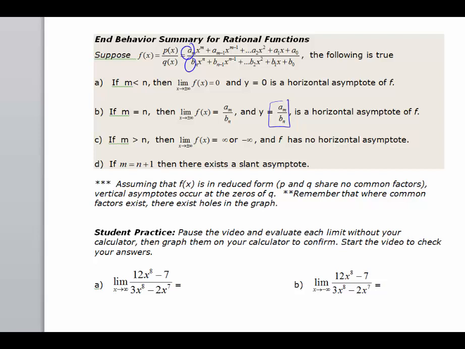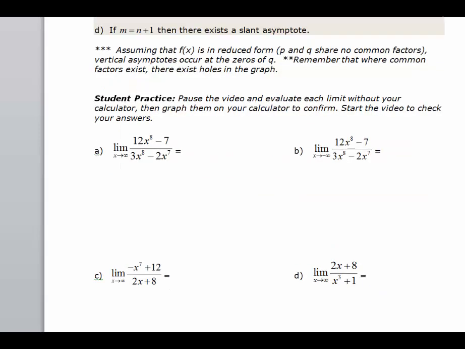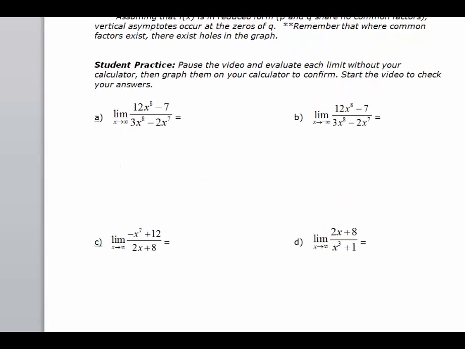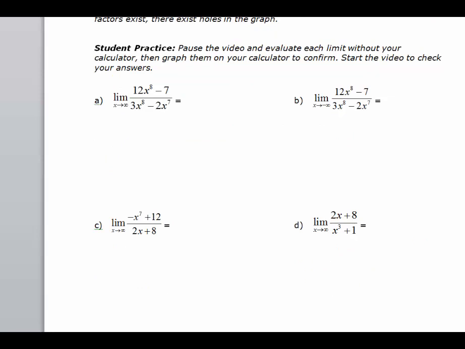Right, so pause the video, and what I'd like you to do is use end behavior and limit notation to find the following limits. And then start the video up to check your work. I'd also like you to state any equations of horizontal asymptotes.